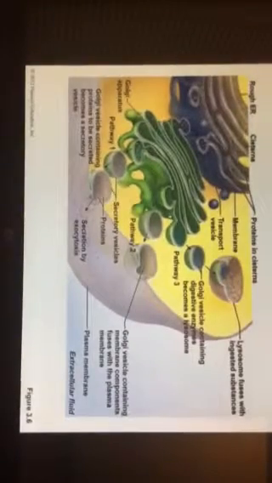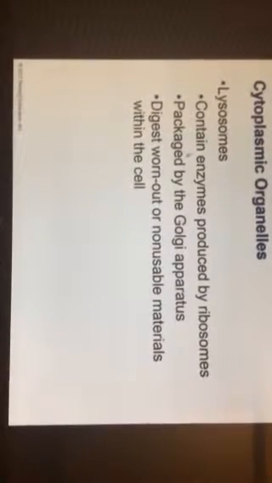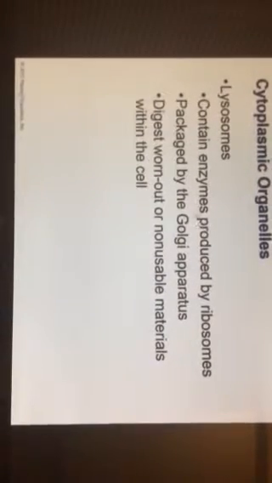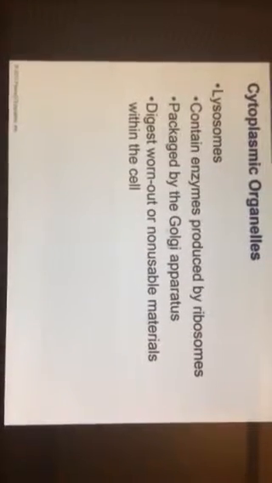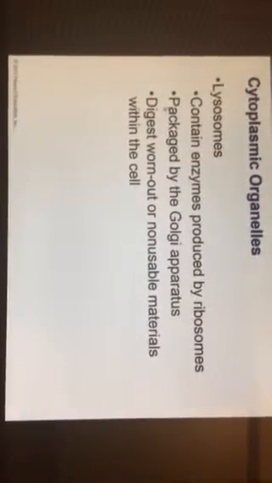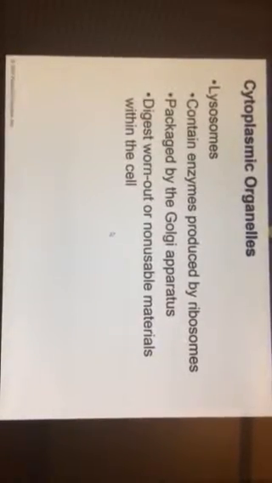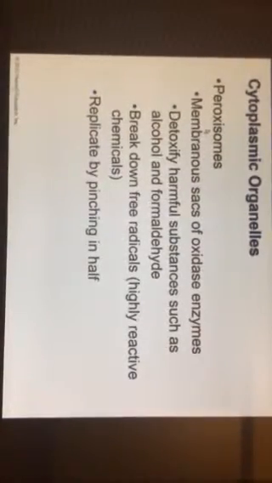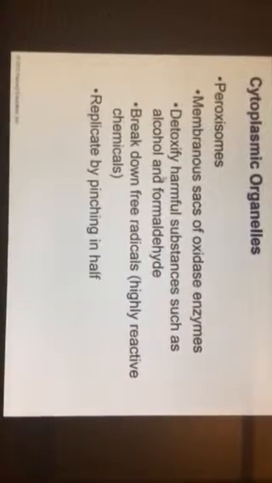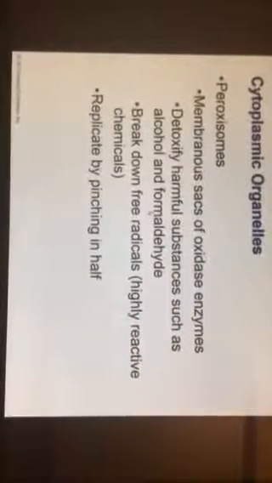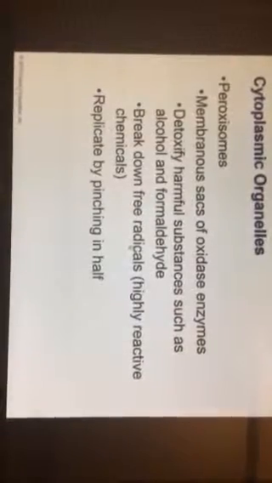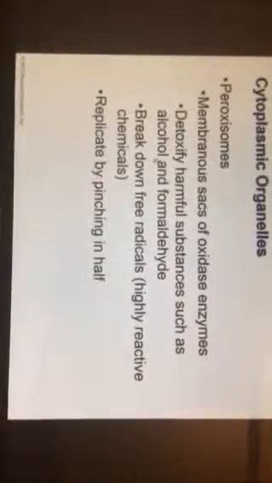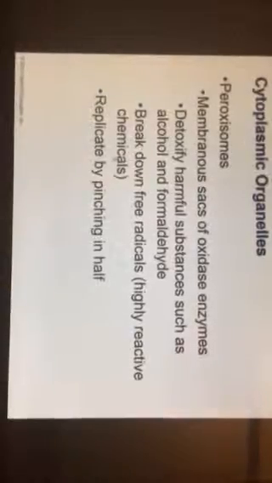So lysosomes are actually made by the Golgi apparatus, and the lysosomes are the little digestive enzymes. The lysosomes contain enzymes. The enzymes were made by the ribosomes, and the Golgi apparatus just packaged them in a little vesicle, and now it floats around the cell looking for bad things to eat, like viruses and bacteria that come into your cells. Peroxisomes, those are the other little vesicles, and they detoxify alcohol and formaldehyde and break down free radicals. So whenever you're eating badly or drinking alcohol, your peroxisomes are working overtime to help detox you.